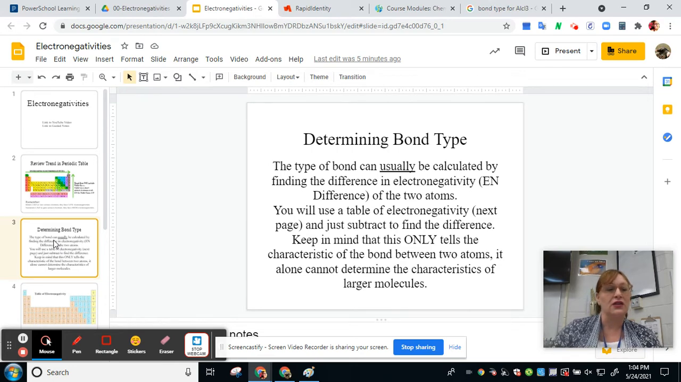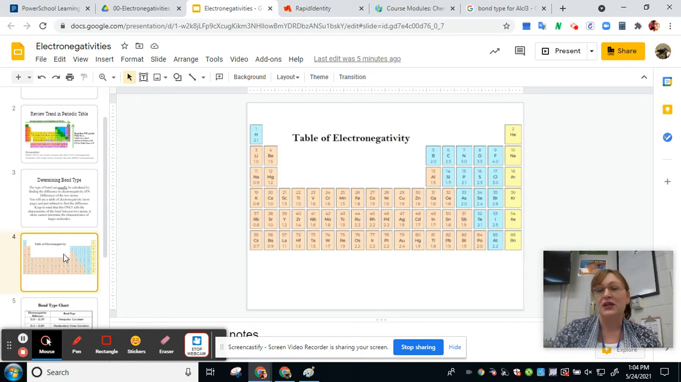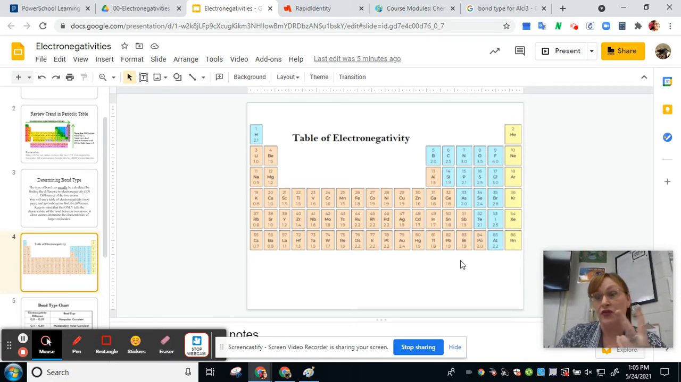We're going to take a look first at the chart or table of electronegativities. And I've assigned a value. Notice the noble gases here on the right-hand side don't have any value assigned to them because we'll never bond them with anything. All the other atoms on the periodic table have been assigned a value. This is the electronegativity value or number for that atom. And this is the number you're going to look up for your two atoms that you're trying to bond. And then you'll subtract those two numbers.